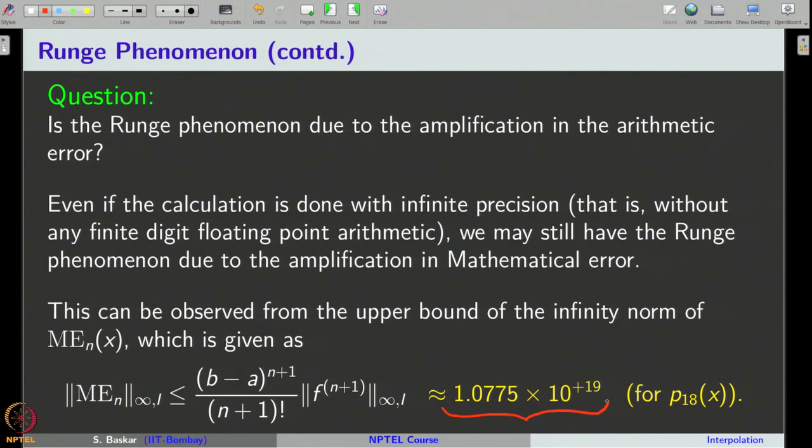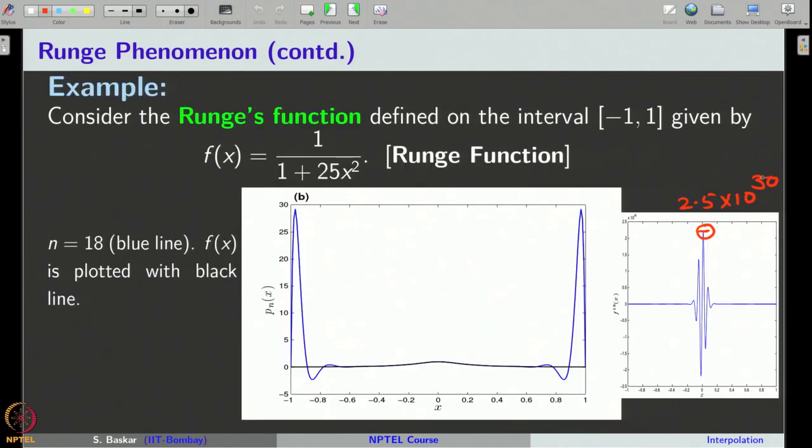That gives us a severe warning that the mathematical error may be as large as 10 to the power of 19, right? It only gives a warning, it need not be as big as this because it is just an inequality. Nevertheless, there is a possibility that the mathematical error can be as big as 10 to the power of 19. Therefore, the key takeaway is that if you go on increasing the degree of the interpolating polynomial, at a certain stage, surely your error will start increasing quite rapidly and spoil the accuracy of the interpolating polynomial, right? Especially when you are working with equally spaced nodes.